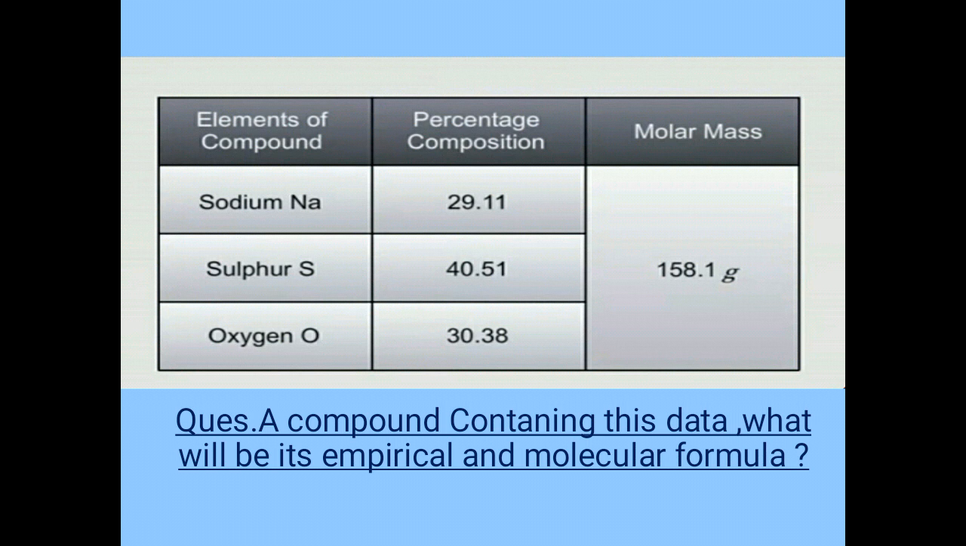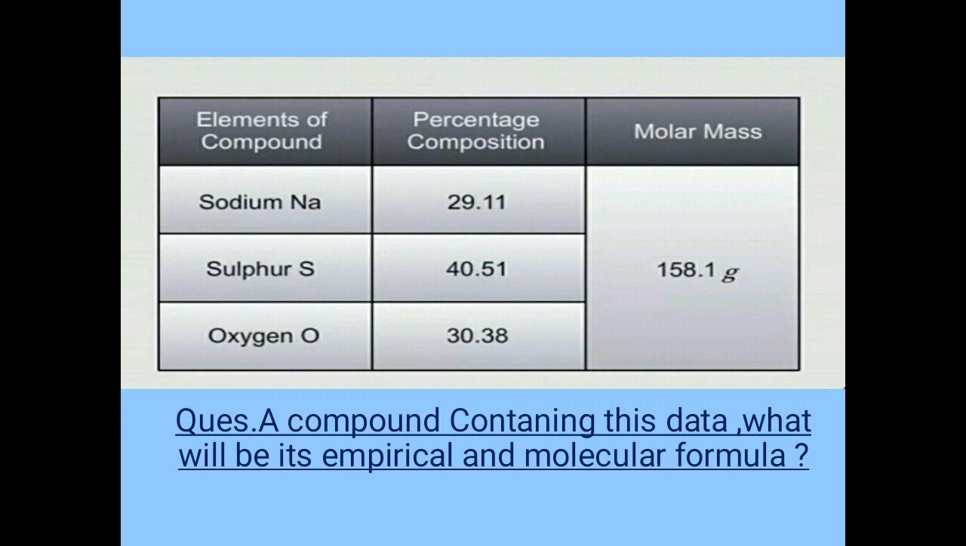To understand that better, I have taken one example. There is a question: a compound is made up of sodium, sulfur and oxygen. There is a compound which is made up of these three elements, and the percentage of these three elements in the compound is given to us. Sodium is present 29.11%, sulfur is present 40.51%, and oxygen is present 30.38%. In most of the questions, the examiner gives you the percentage.